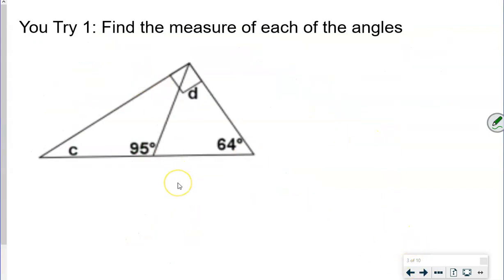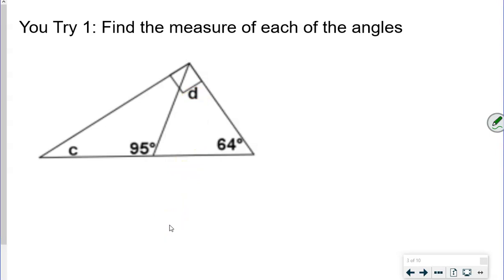All right, so let's go ahead and try this one. And I'm going to point out a couple things to you. Notice that we have a right angle up here, so that can enable us to solve for C here, right? And then we have a linear pair here, which would allow us to solve for that, which would then allow us to solve for D, okay? So pause the video, come back to me when you guys are done with this.